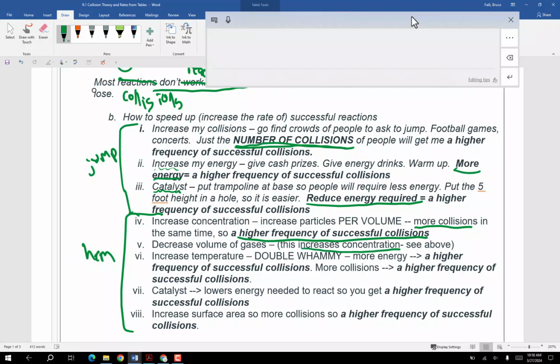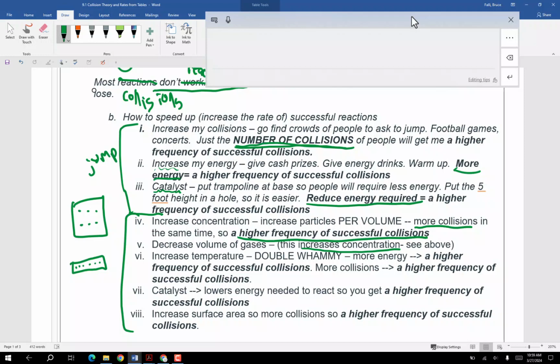Let me draw a quick picture of what I mean by increasing my concentration. So if I have this box, I have 1, 2, 3, 4, 5, 6 particles. And what if I make the box half the size? And I have 1, 2, 3, 4, 5, 6. You see how they're going to collide more often if they're all moving at 20 miles an hour, right? So I decrease the volume, and remember, these guys are moving. The dots are moving.